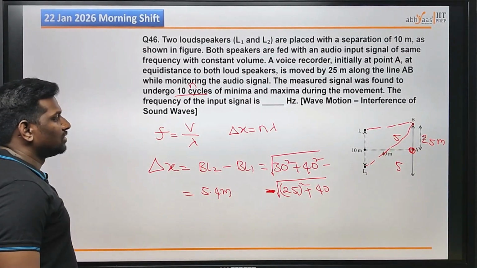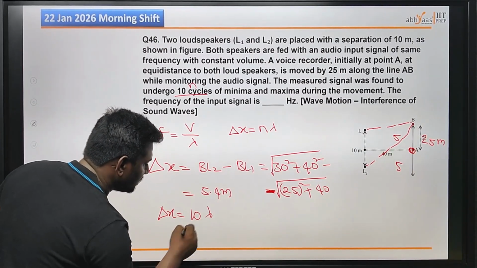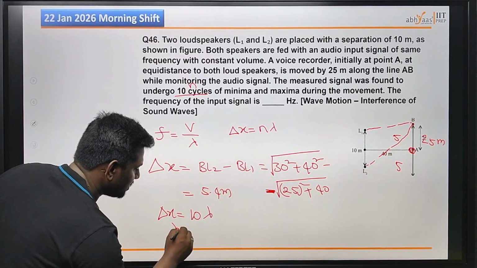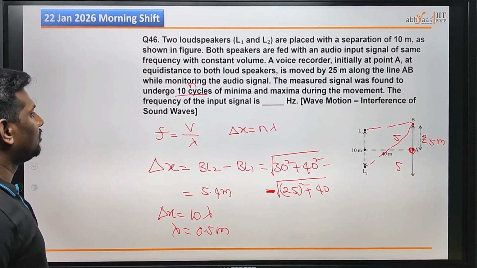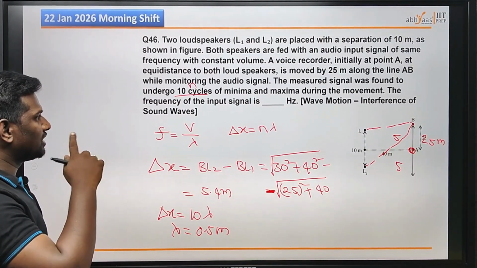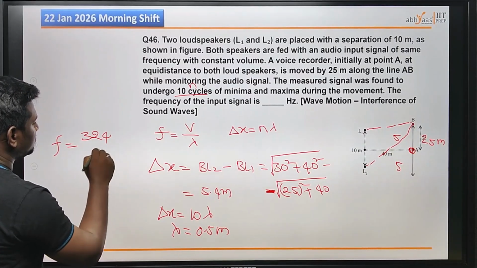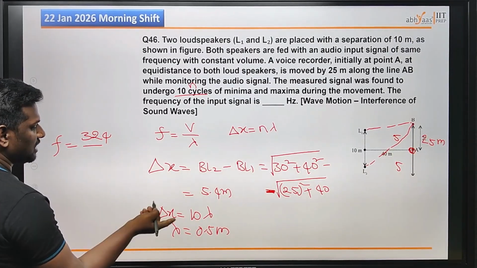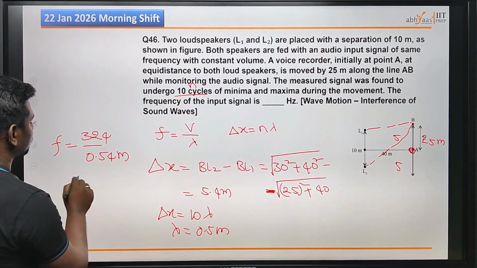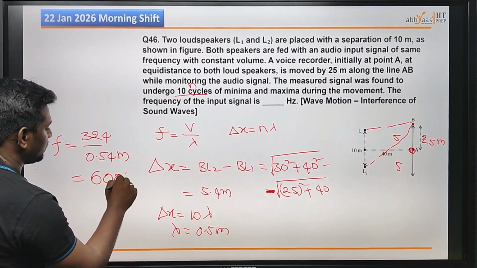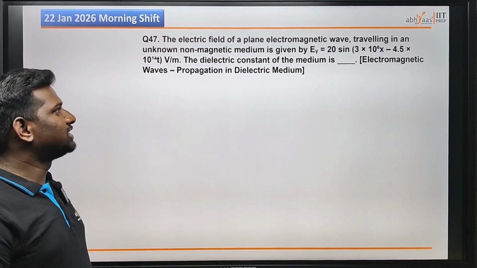5.4 meters. So from this delta x formula, n equal to 10, that is lambda, so lambda can be written as 0.54 meters. They have given the velocity, 324 meters per second, and lambda is 0.54 meters. If you solve this one, you will get 600 Hz. This is your answer.